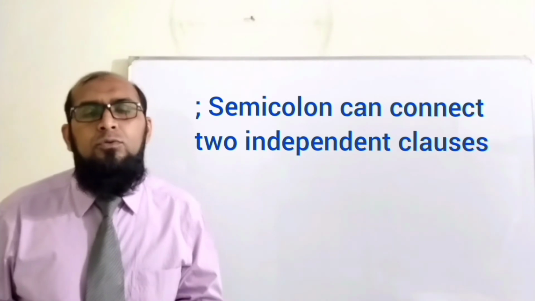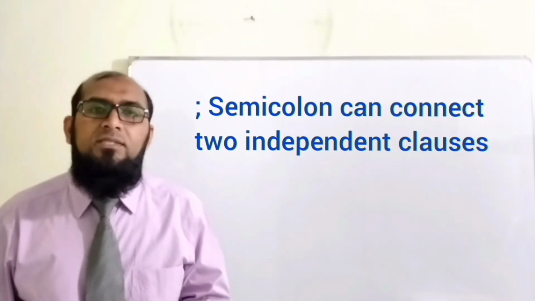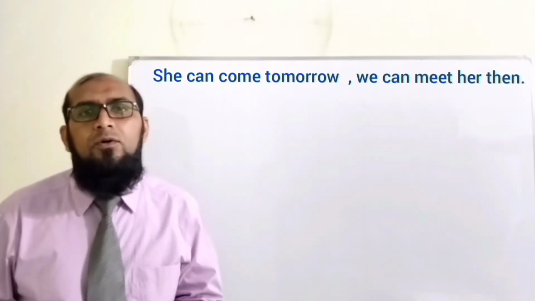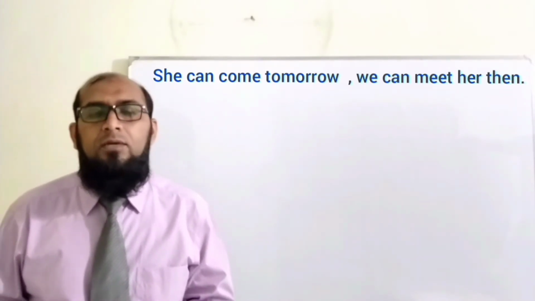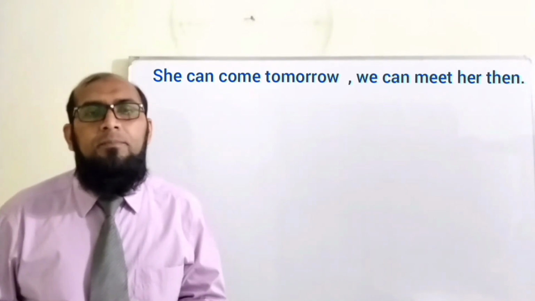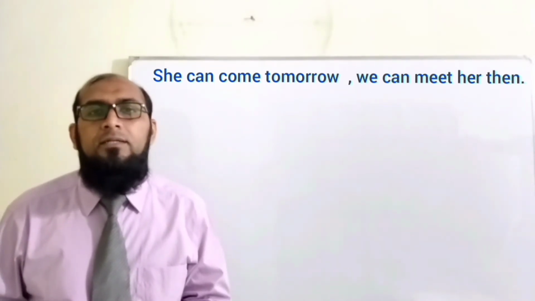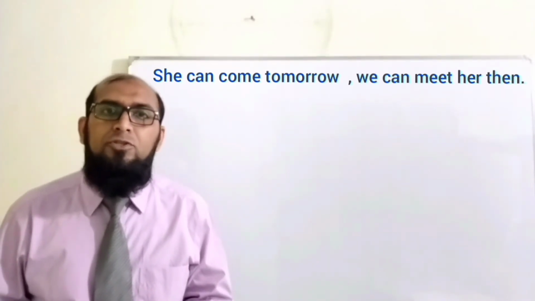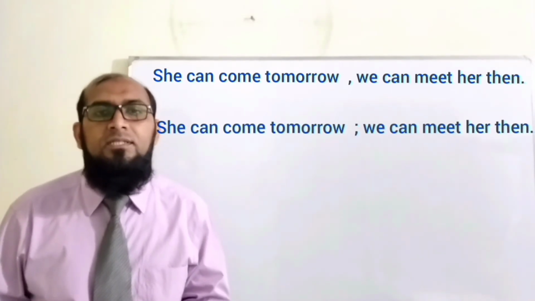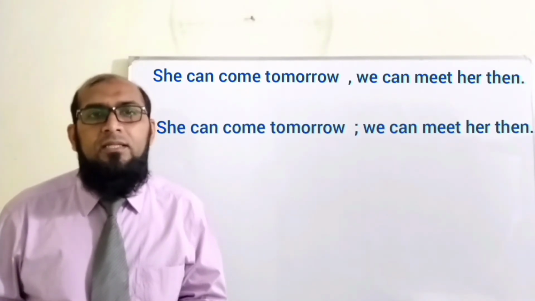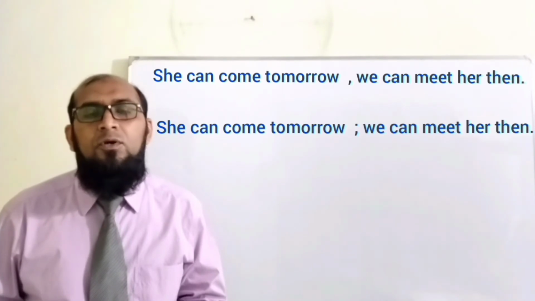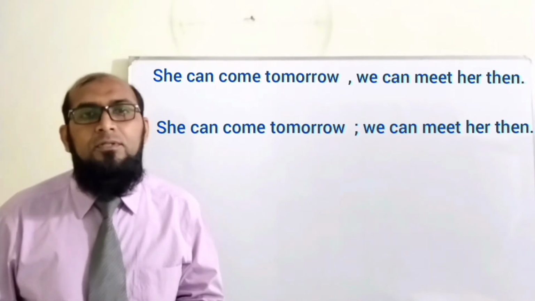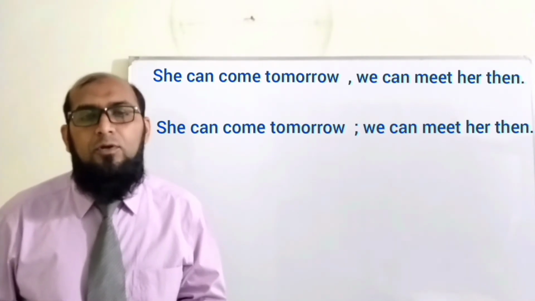Learners, there is another example of correct use of punctuation marks. Semicolon can connect two independent clauses. You can see an example: She can come tomorrow, comma, we can meet her then. Here the punctuation mark used is comma, and it is an incorrect use. The correct use is: She can come tomorrow, semicolon, we can meet her then. That is, semicolon can connect two independent clauses.